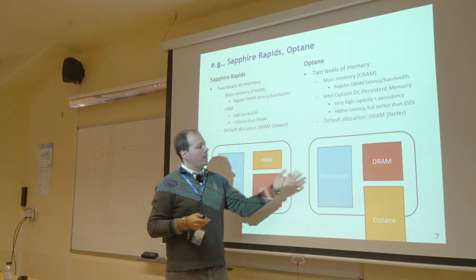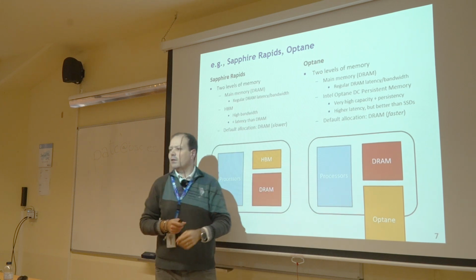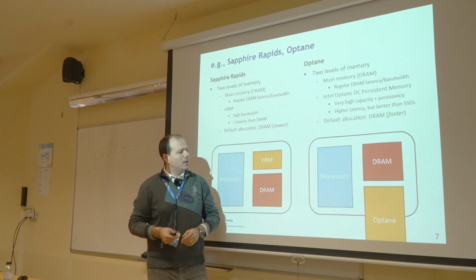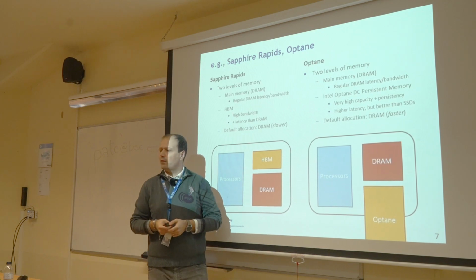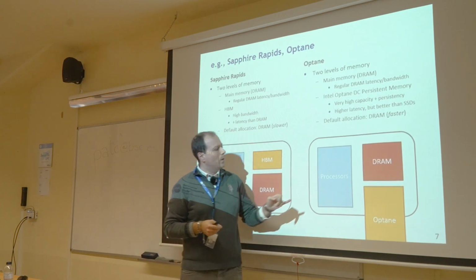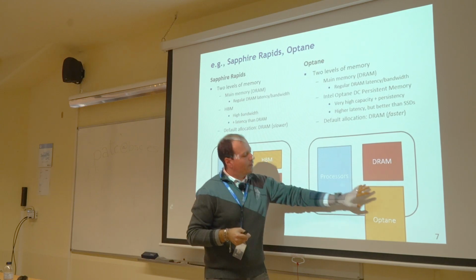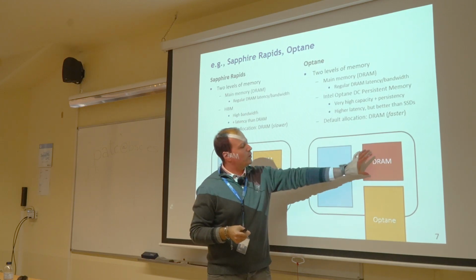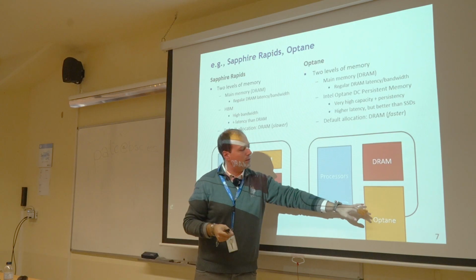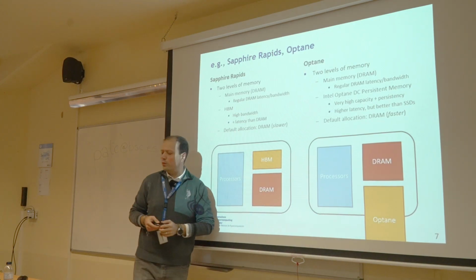While in Optane, there is this big memory that I mentioned that is non-volatile, but we use it as RAM. So you have this biggest memory, but you have the DRAM, which is the smallest, as the default, and then you have to do something special if you want to go to the Optane.